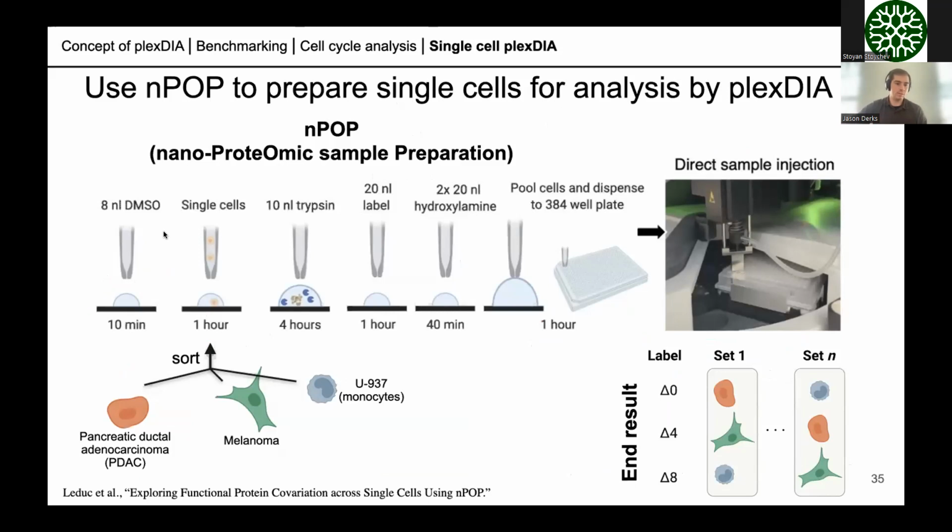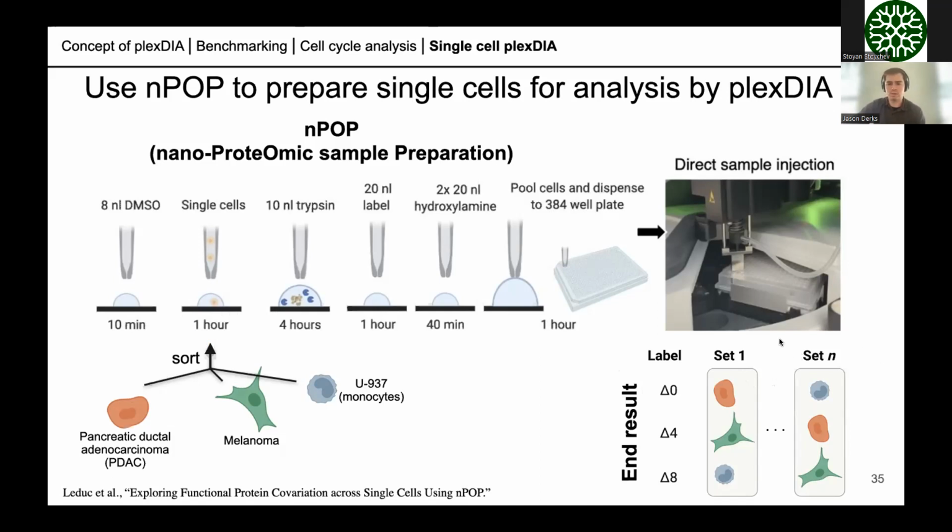So 8 nanoliters of DMSO, we sorted, 1 cell at a time. This would lyse the cells. We add trypsin to digest the proteins. We label it. And then we add hydroxylamine to quench the reaction. And then we pool these cells together, each of which is labeled respectively, into a single set. And then, of course, we alternate the labels to avoid potentially any systematic biases.